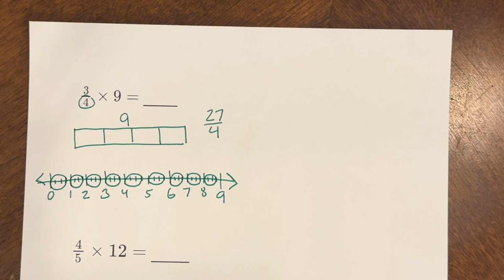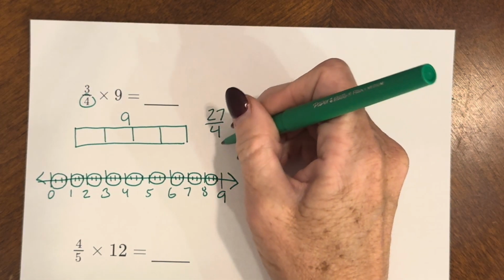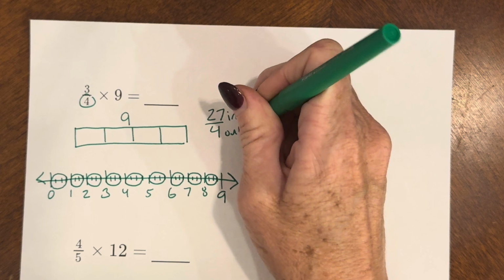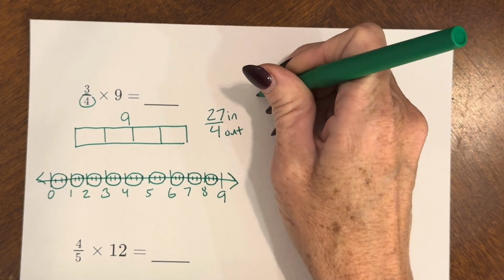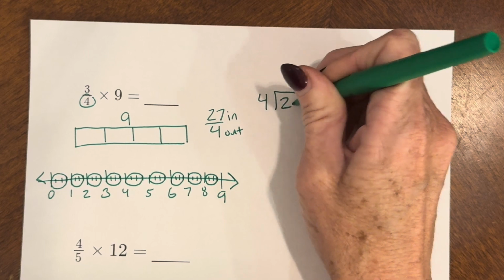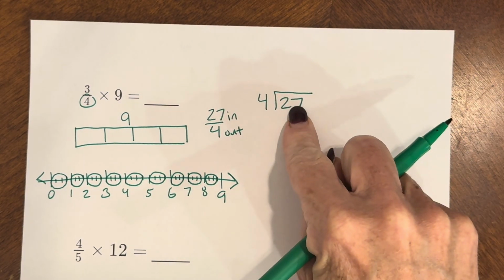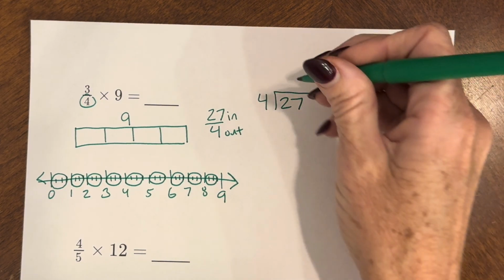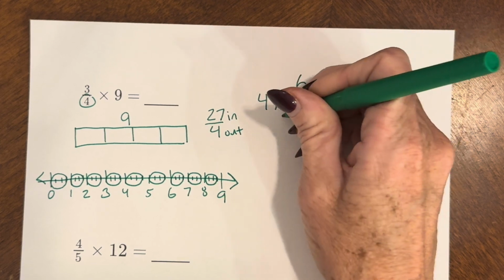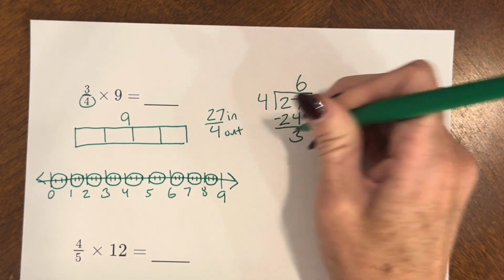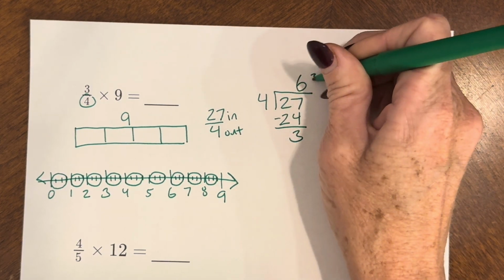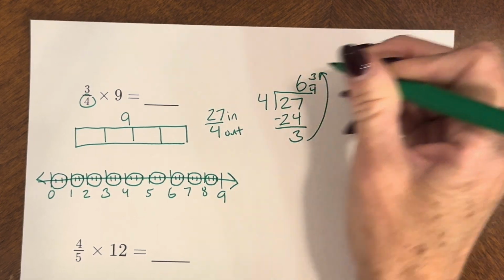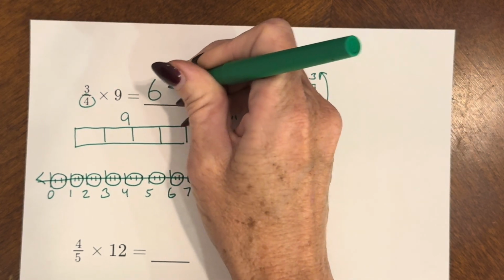27 fourths. Okay, so this is a greater than 1 fraction, so let's fix it using in and out. So we have 4 and 27. If I have 27 and I want to make groups of 4, I know 5 groups of 4 would be 20, 6 groups of 4 would be 24, 7 groups of 4 would be 28. So that's too many. So I'm going to make 6 groups of 4, and I'm left with 3 left over, and that becomes my numerator. So our answer is 6 3/4.